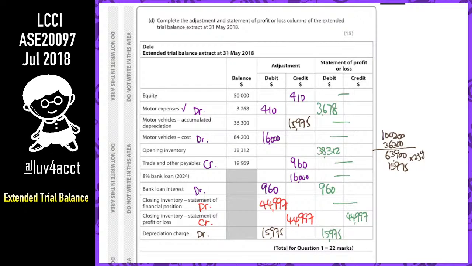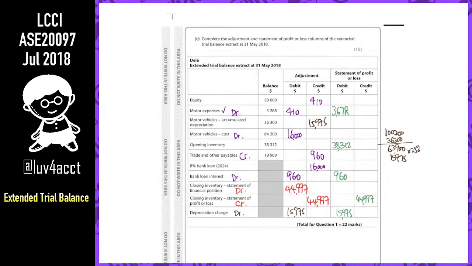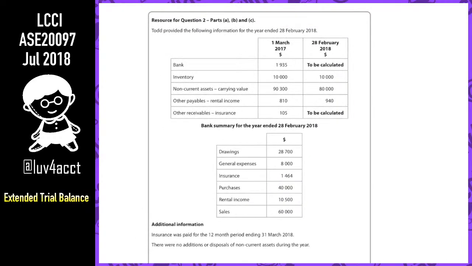Of course we don't need the dash for those items not related. I just want to make sure that we have finished dealing with each of the lines. So 22 marks, 15 marks here in the extended trial balance, easy marks for you. Second question, we have opening and closing balances, and then some other items.